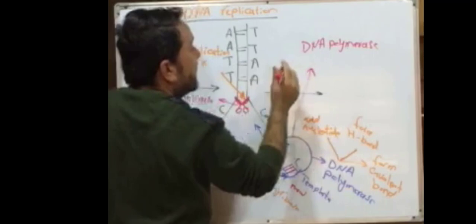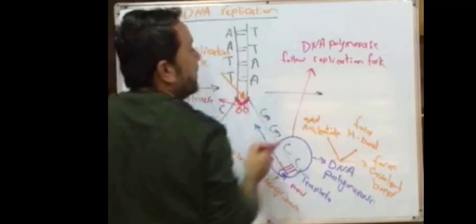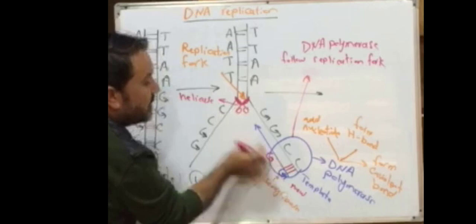This DNA polymerase, in this right strand, follows the replication fork. It adds the nucleotides toward the replication fork without leaving gaps. Any gap doesn't exist in the newly formed strand.